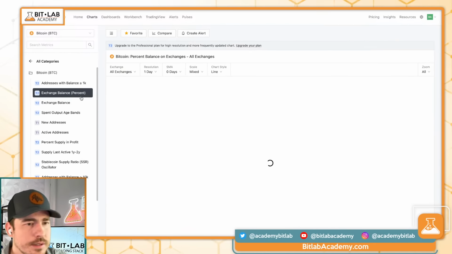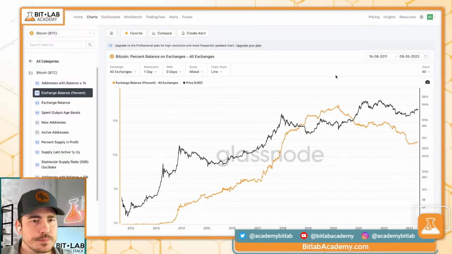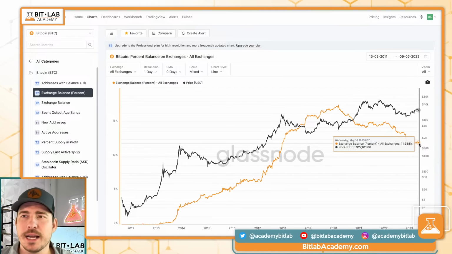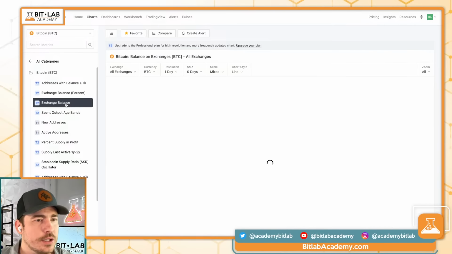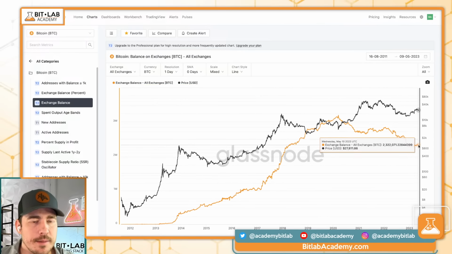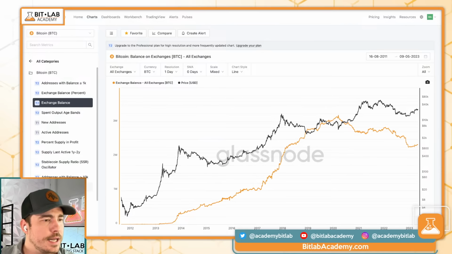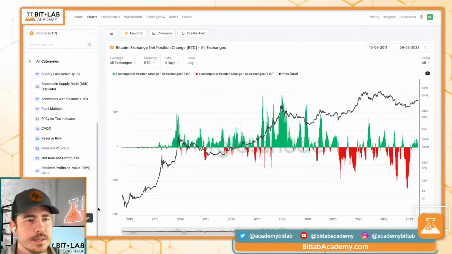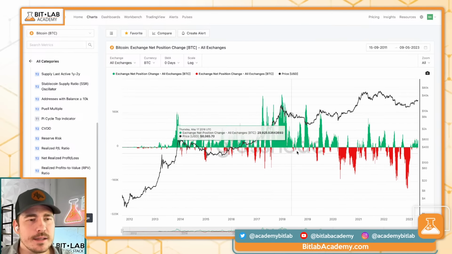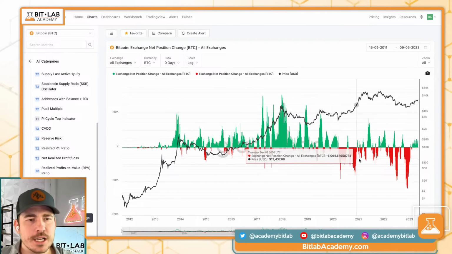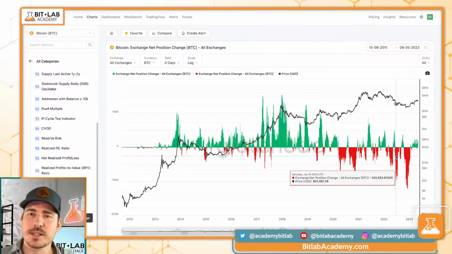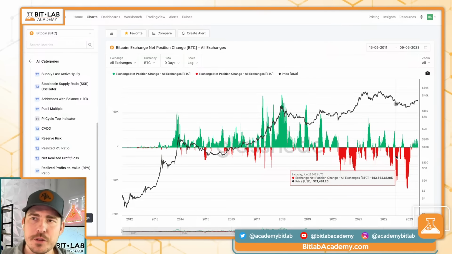Exchange balance. We can see right here the percent balance on exchange. We're only sitting at about 12% of supply on exchange. Now, if we look at exchange balance and the total number, I mean, this is incredible. Now, if we look at net position change, we can see that the flow off of exchange is dominating throughout this period, and we are setting up for an incredible cycle coming up.